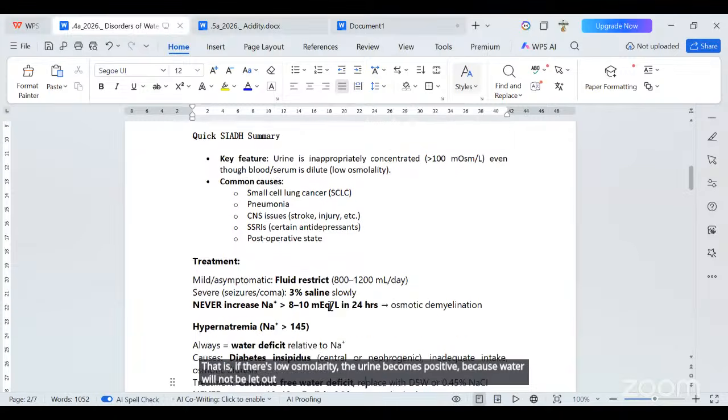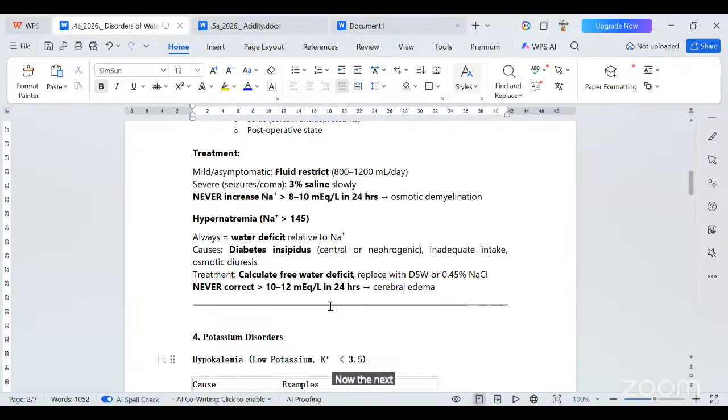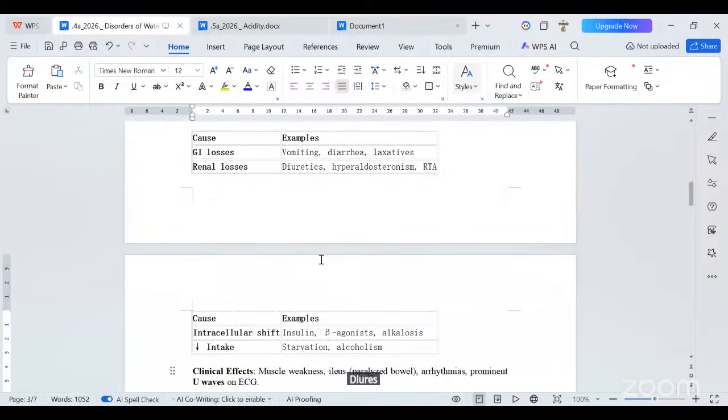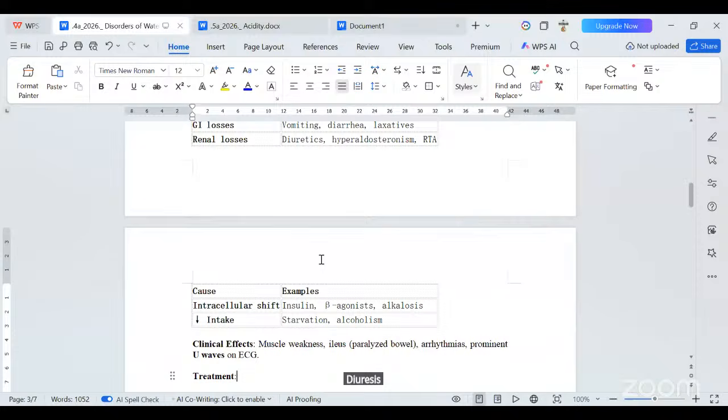Now the next I'll be talking about is potassium disorders. The clinical name is hypokalemia. This is a situation where potassium level is low, lesser than 3.5. The causes may be through vomiting, diuresis, or shifts in diabetes.